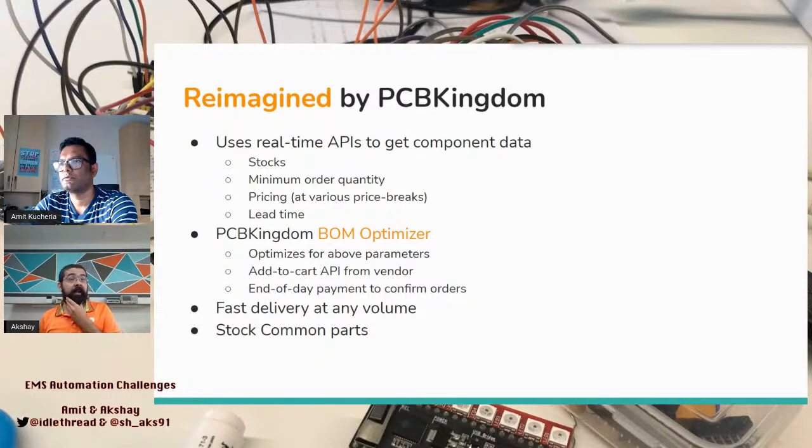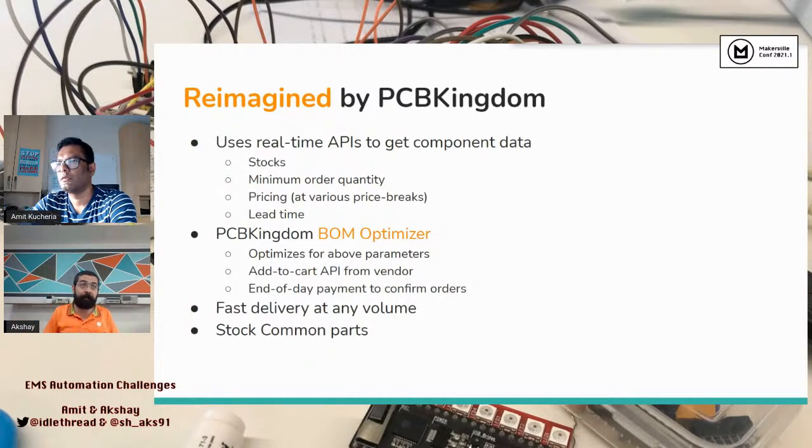So to handle this, we do it a little differently. We have real-time APIs for gathering component data, which gives us the live stock, the minimum order quantity for any part, and the pricing brackets they are sitting at. What is the right price to buy it at, and what lead time a component is throwing right away. So as soon as a file is uploaded, we will be able to tell you if your part is available, something can be manufactured or cannot be. Once you have agreed that this is what you want to manufacture, you place an order.